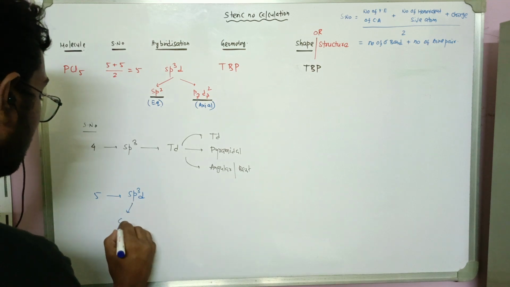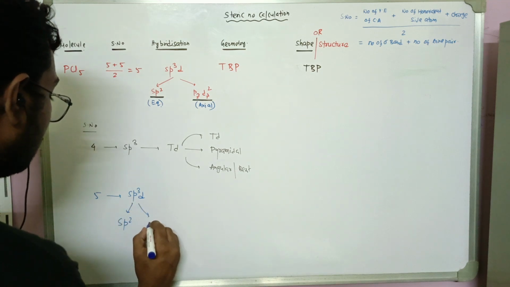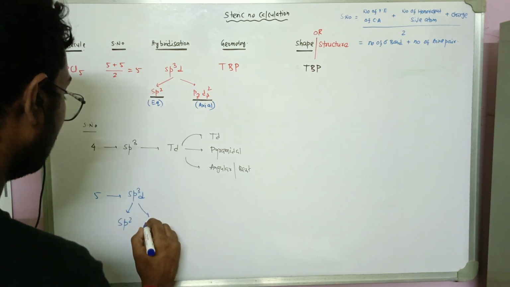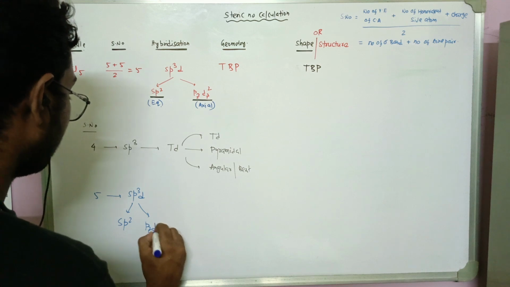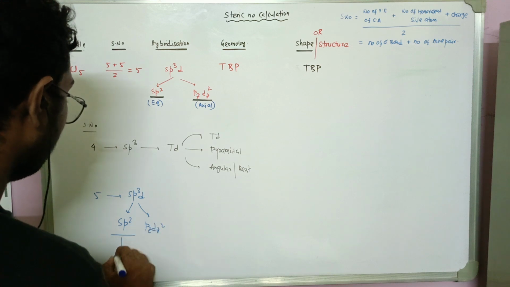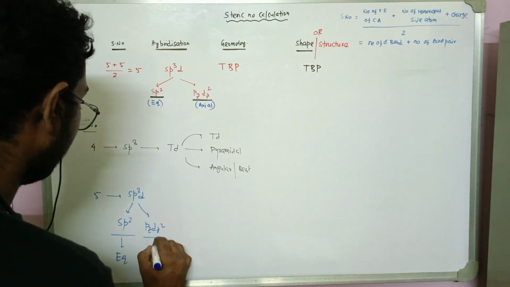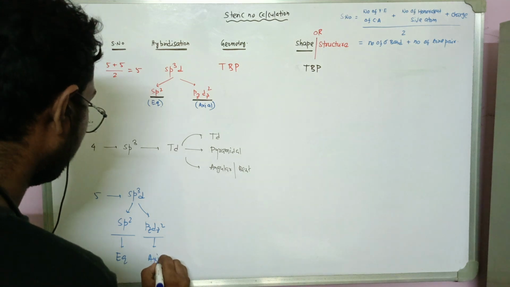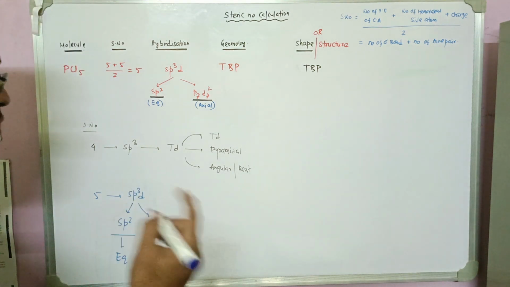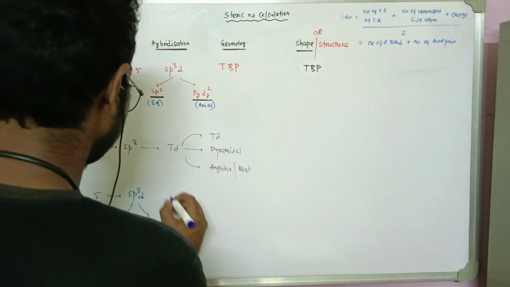Now let's talk about if the steric number is 5, then the hybridization will be sp3d, and this is not an ideal hybridization. It corresponds to 2 different hybridizations. One is sp2 and another is pz dz2. sp2 forms the equatorial plane, pz dz2 forms the axial plane. That means the equatorial plane has a higher percentage than the axial plane.